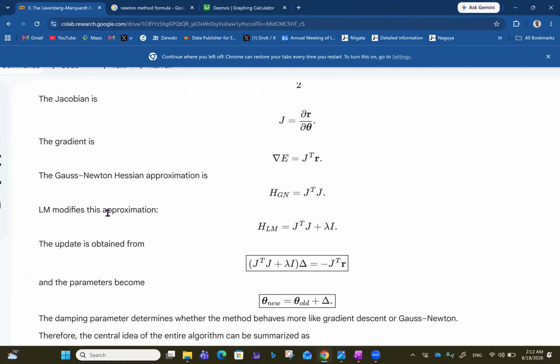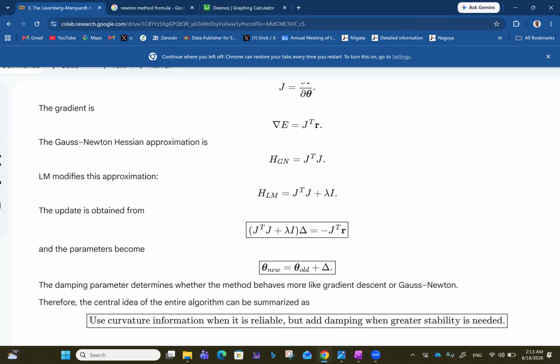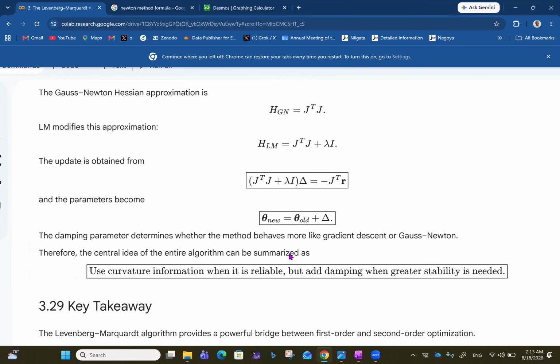So Levenberg-Marquardt modifies this approximation as J transpose J plus lambda I, adding a damping parameter, and then the update is obtained from solving for delta here, and the parameters become theta new equals theta old plus the delta you get. So the damping parameter determines whether the method behaves more like gradient descent or Gauss-Newton. Therefore, the central idea of the entire algorithm can be summarized as: use curvature information when it is reliable, but add damping when greater stability is needed. That's the switching you have between Gauss-Newton and gradient descent.